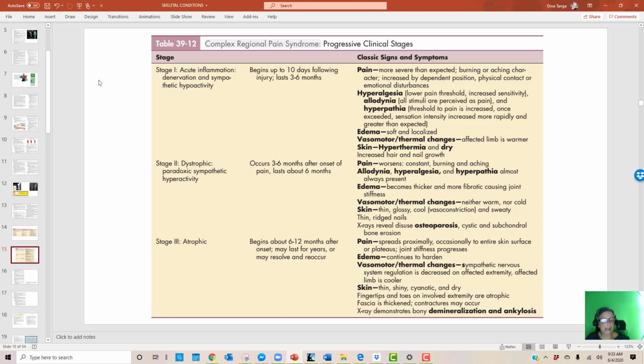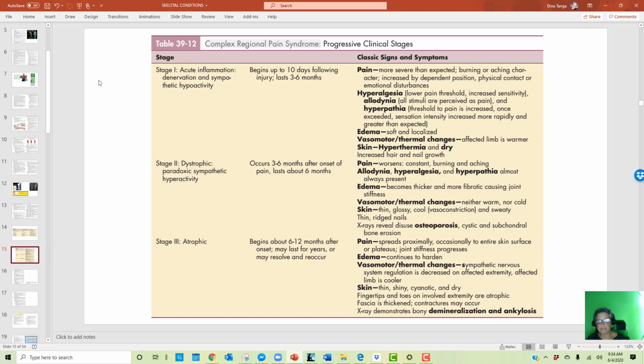Stage 3, atrophic. So you go from dystrophic to atrophic. Begins about 6 to 12 months after onset. May last for years or may resolve and reoccur. The pain spreads proximally, occasionally involving the entire skin surface, or plateaus. Joint stiffness progresses. Edema continues to harden.